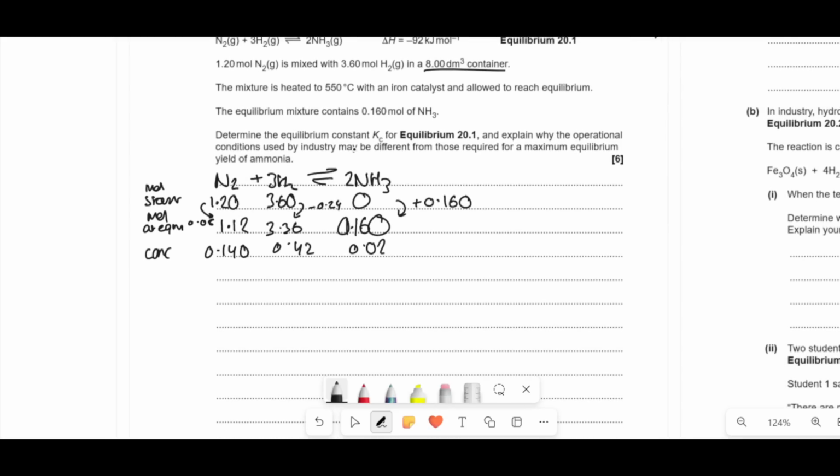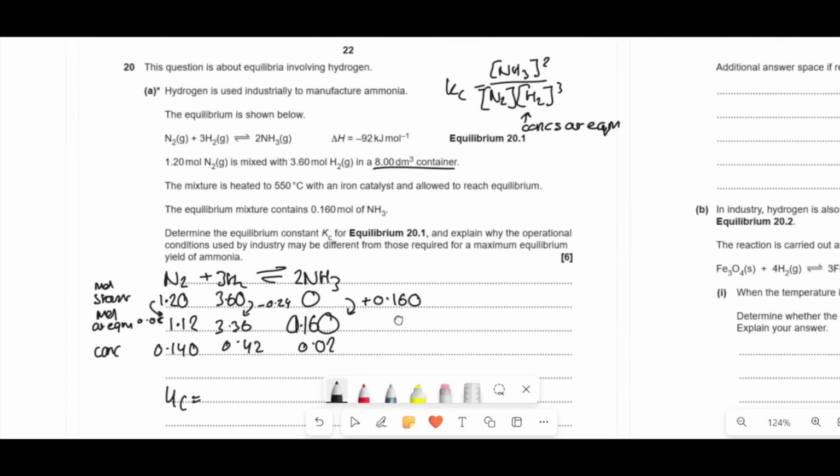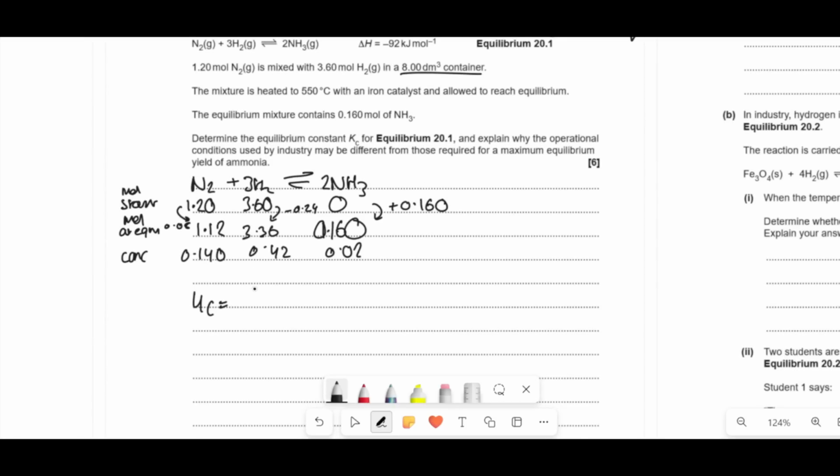Now, remember, it's asking you to say what the equilibrium constant is, and we should always do units with it as well. So Kc is going to equal those numbers plugged in now, because those are equilibrium concentrations at equilibrium. So NH3 squared is going to be 0.02 squared divided by 0.14 times 0.42 cubed. And that gives us 0.0386.